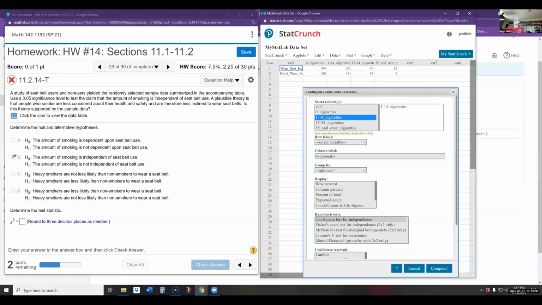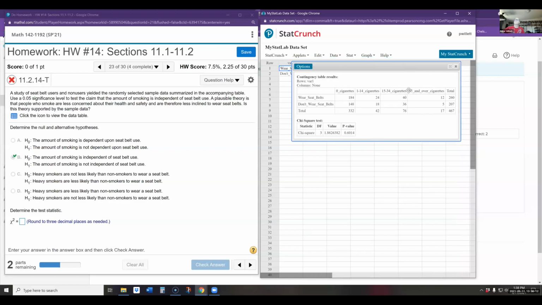So I need to move all of the columns with observations over to the right. The first one is the cigarette one, and if I hit Shift, I think I can grab the rest and move those all over. So those are the 4 columns with the observations in them. Then the row labels are in the first column, which has variable 1 on top of it. So I select the variable 1 column because that's where the row labels are about whether they wore their seatbelt or not. Now we're doing a chi-squared test for independence between the variables, and that's the default chosen here. So let's compute.